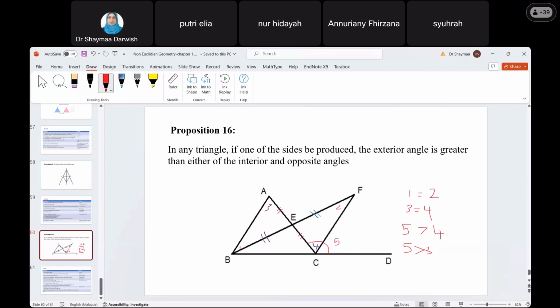By the same way, you can prove that angle 5 is greater than angle ABC by bisecting BC. Same way, you take a point, bisect it here, then extend the line and follow exactly the same steps.